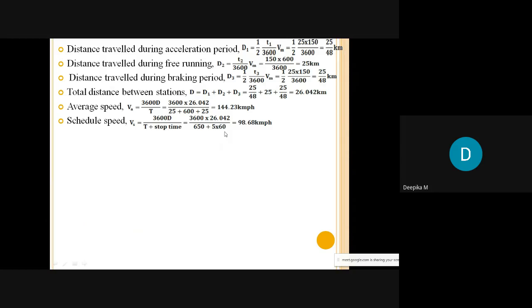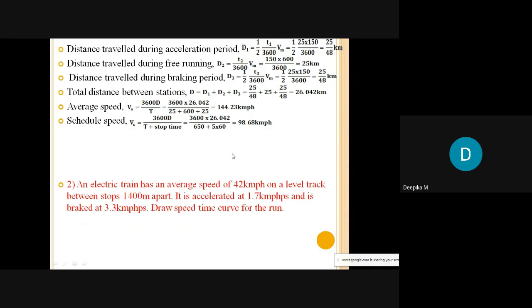And the stop time is also given, but it is given in terms of minutes. So if I want to convert into hours, then we have to divide by 60. So 5 into 60, which gives 98.68 kilometer per hour. Sorry, if 5 minutes is given to convert into hour, it is 5 by 60. So therefore schedule speed is nothing but 98.68 kilometer per hour.